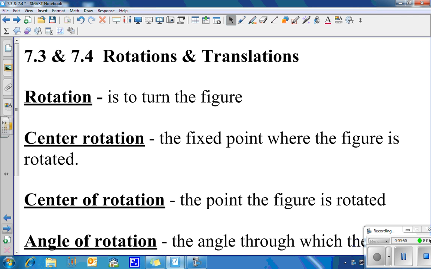And rotation is to turn the figure. And center of rotation means the fixed point where the figure is being rotated. So, for example, if I have a point out to the side of my figure and I'm rotating about that point, that's my center of rotation. Or if it's the origin of the coordinate plane, that's my center of rotation.